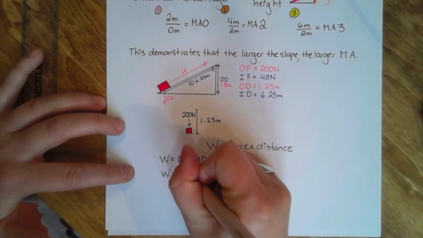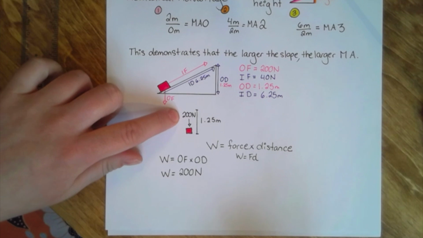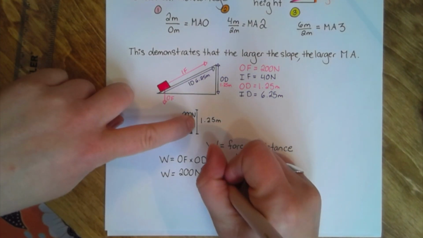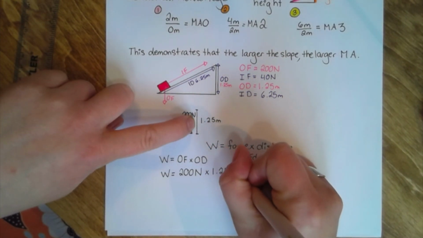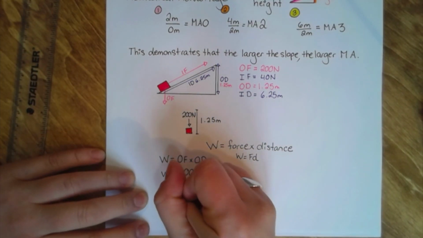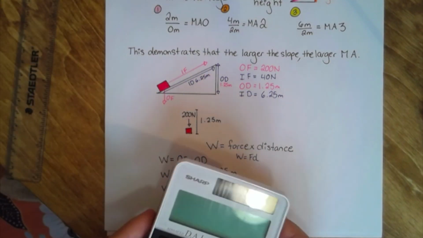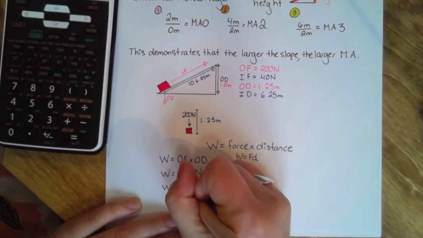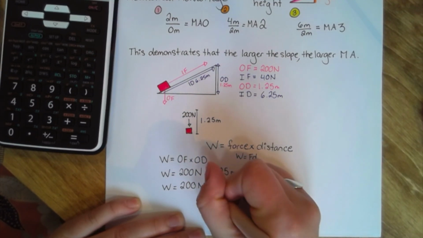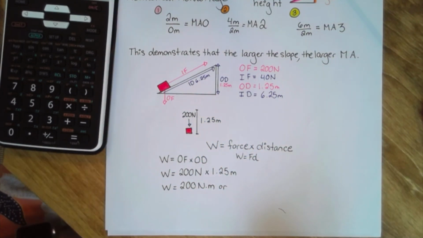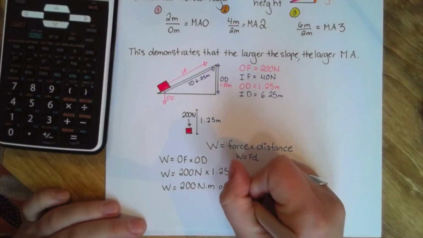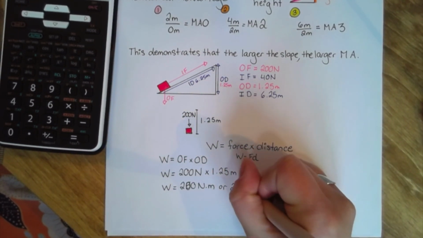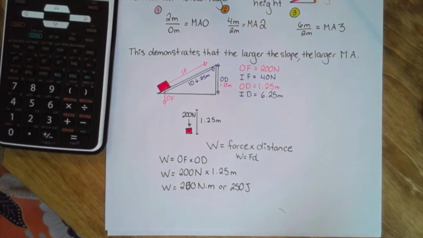Our output force is 200 newtons, as you can see right here. Our output distance, if we just lifted it directly straight up, is 1.25 meters. So you're going to take your calculator and multiply 200 by 1.25. You have 200 newtons per meter, or actually, instead of newtons per meter, because that's kind of confusing, what we say is 250 joules.